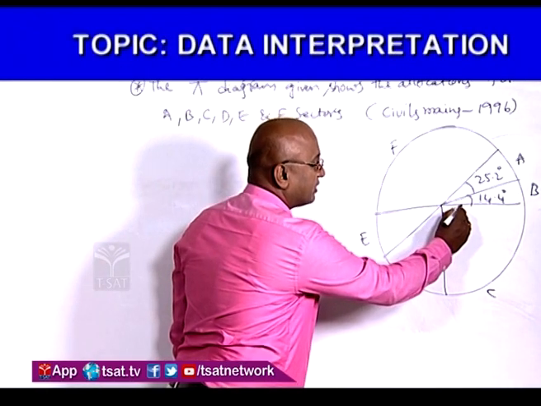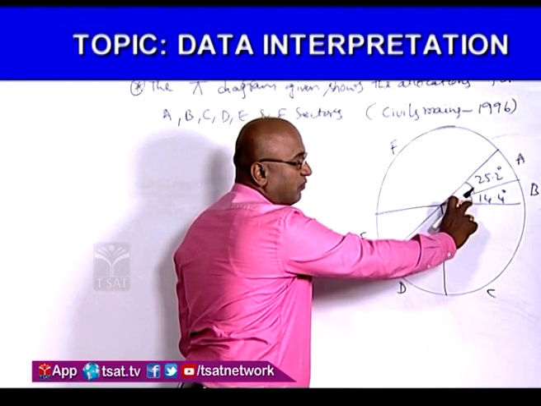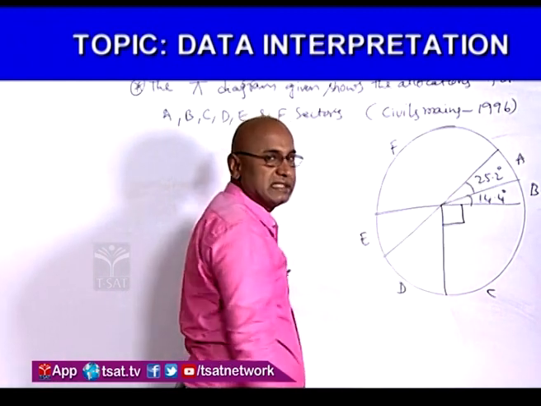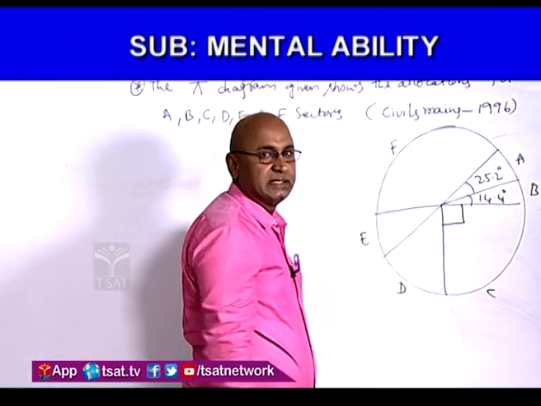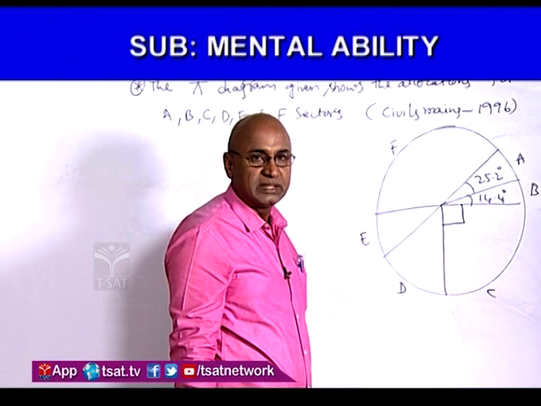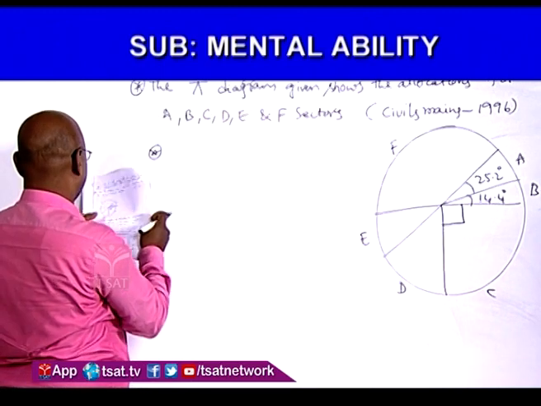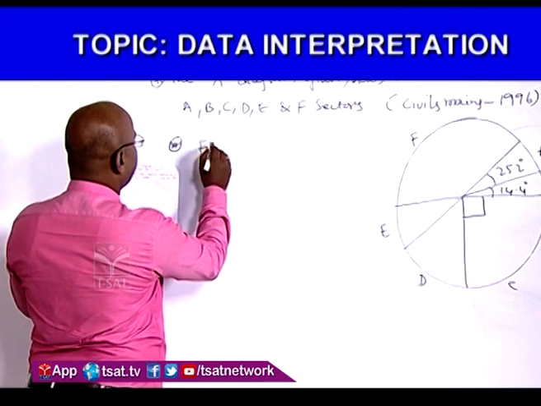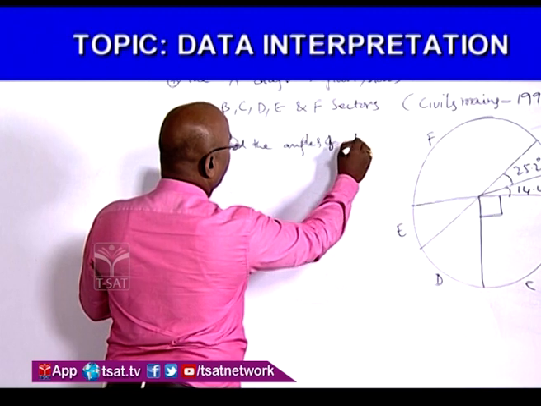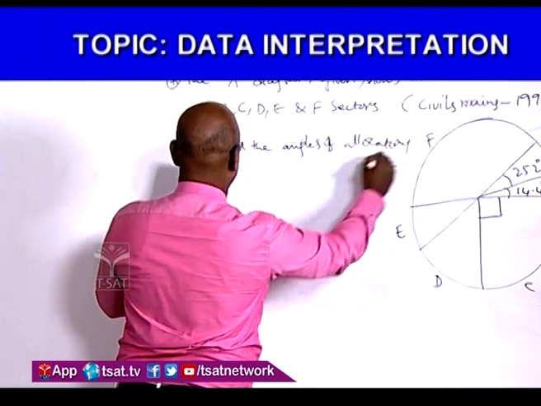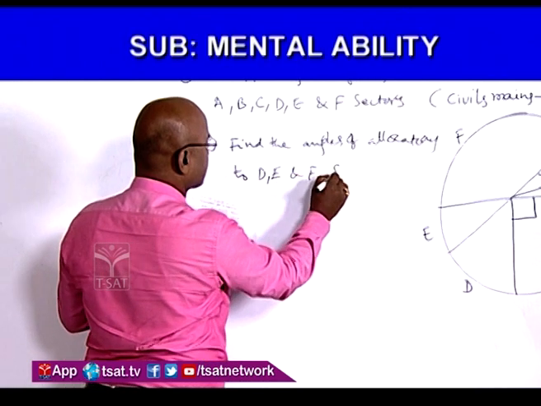And we know that the angle here, that means the one-fourth circle, it is 90 degrees. And the angle in a half circle is 360 degrees by 2, that is equal to 180 degrees. Now the first problem is like this. Find the angles of allocations to D, E and F sectors.